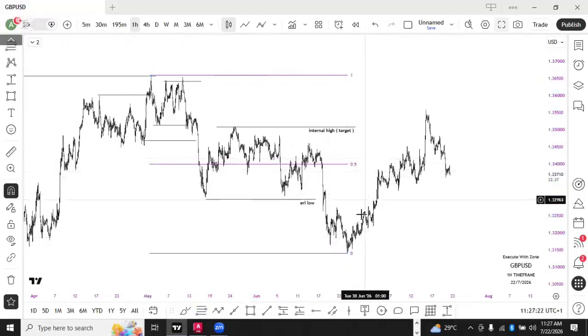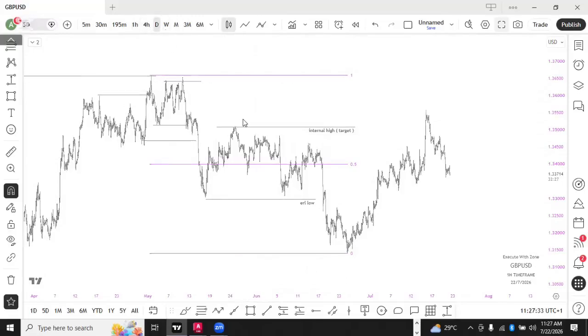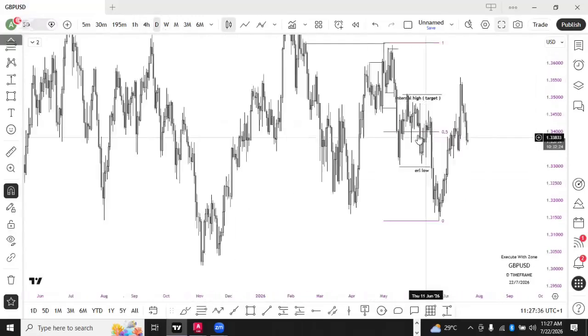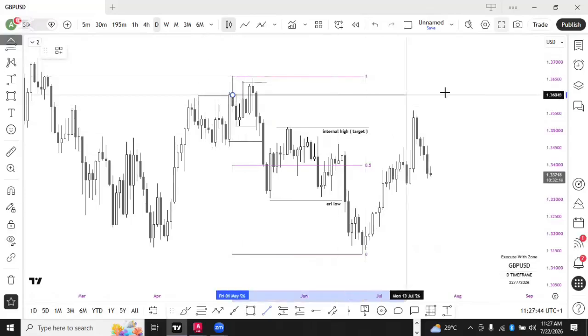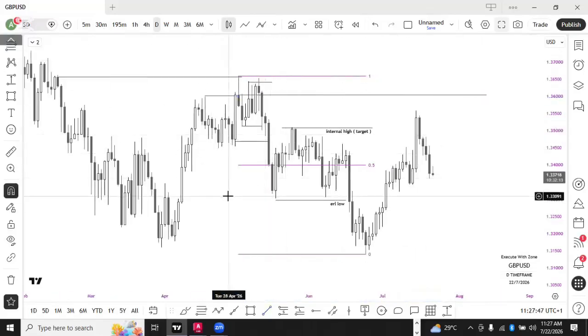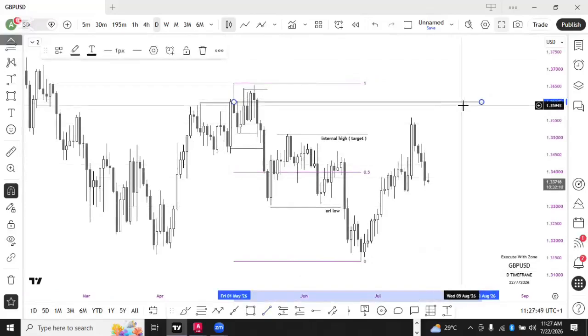So me drawing my dealing range, I already know that this is my internal target. So I know I'm not interested. I want to look for a key level above this internal target. So I'll move back to my daily. On my daily, what is the same entry? QM, apex, FEG. So I have this QM here, that is fresh.